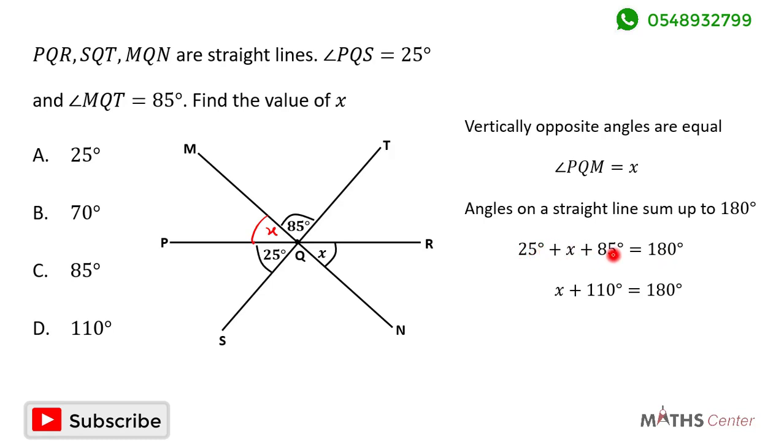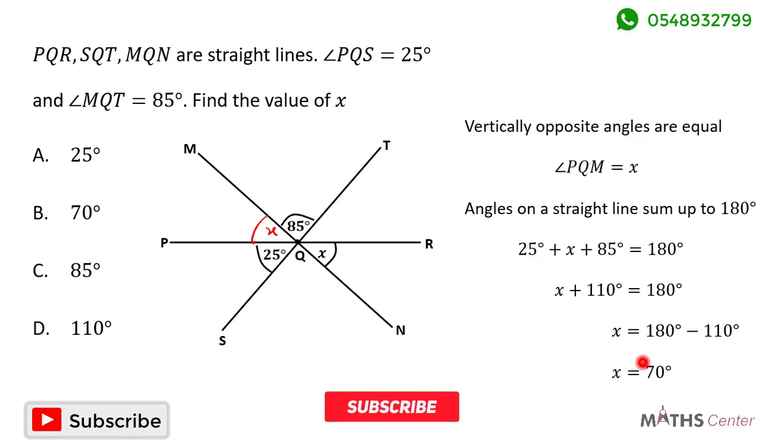25 degrees plus 85 degrees will give us 110 degrees. So X plus 110 degrees is equal to 180 degrees. X will be equal to 180 degrees minus 110 degrees. And this will give us 70 degrees. So the value of X is 70 degrees.